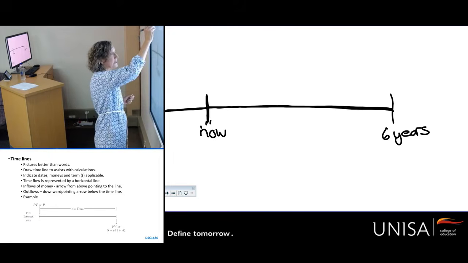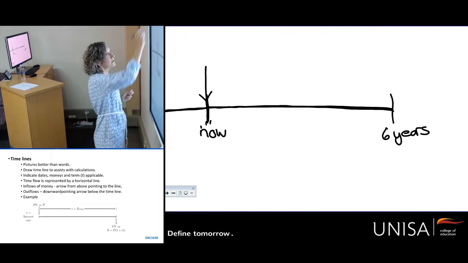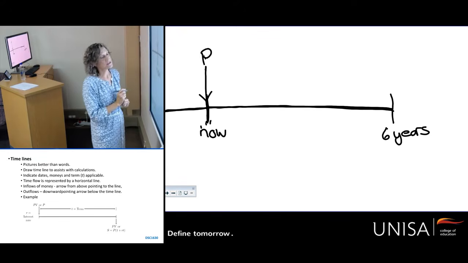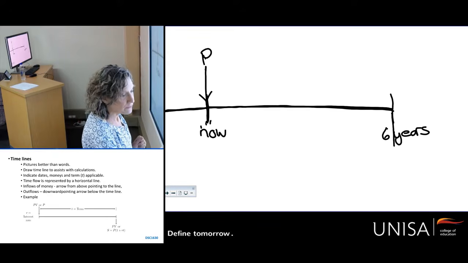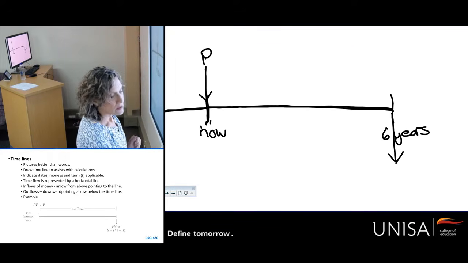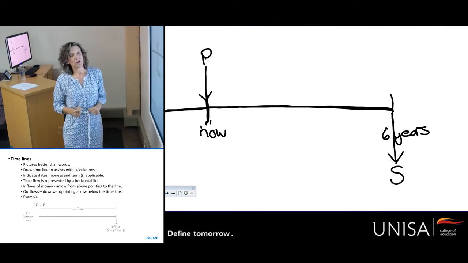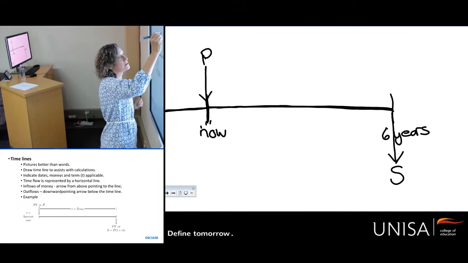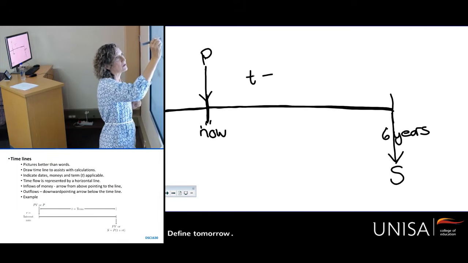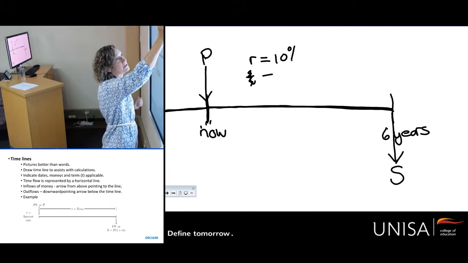Also, what we indicate on our timeline is money flowing in. Let's say that will be our present value P because it's now, and maybe money flowing out will be our future value S. Also, what we put on a timeline is our interest rate. Let's say our interest rate is 10%, right?